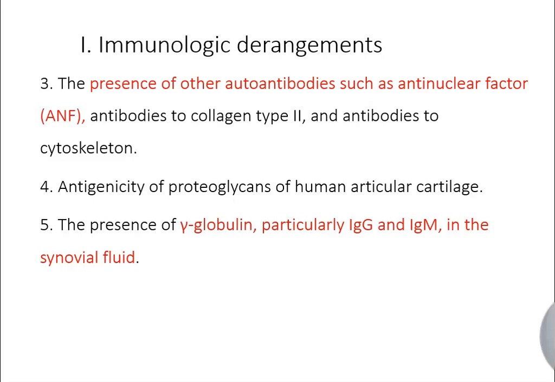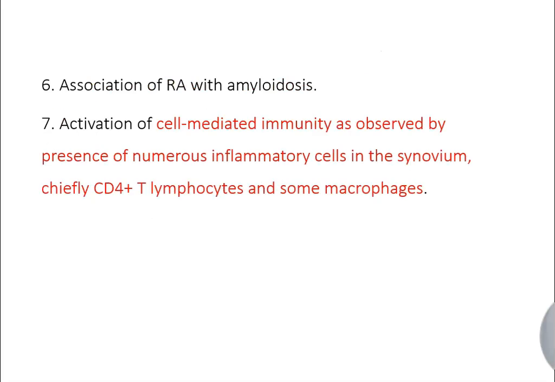Particularly we'll see the presence of gamma globulin and IgG, IgM in the synovial fluid. These are all key factors indicating the autoimmunity process is in active mode. And at a later level we'll see more and more production of amyloid proteins, and they may accumulate in the joints, which we call amyloidosis.